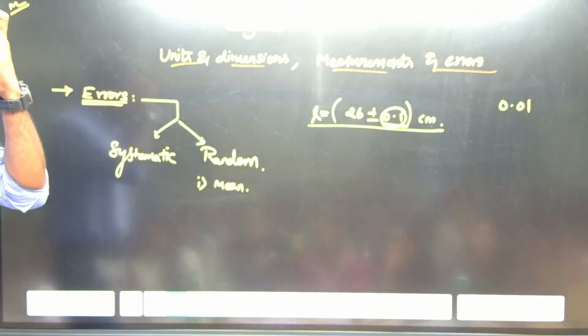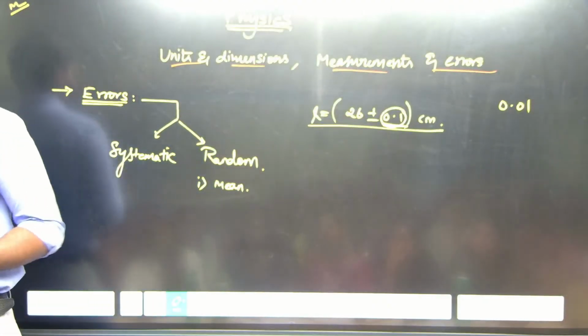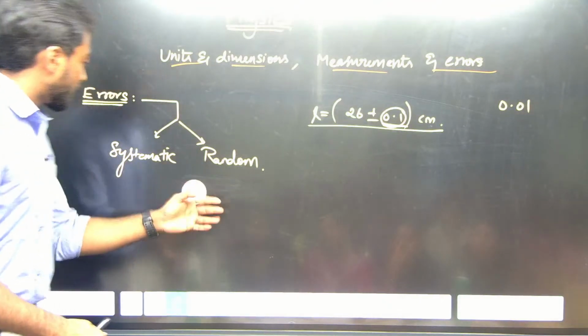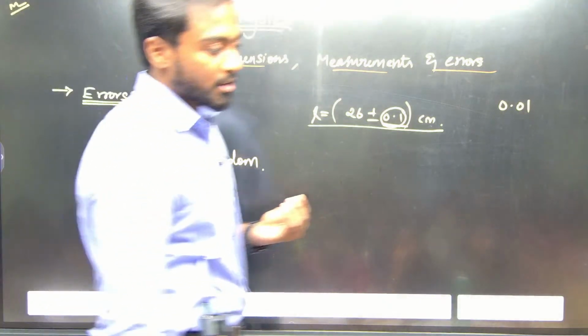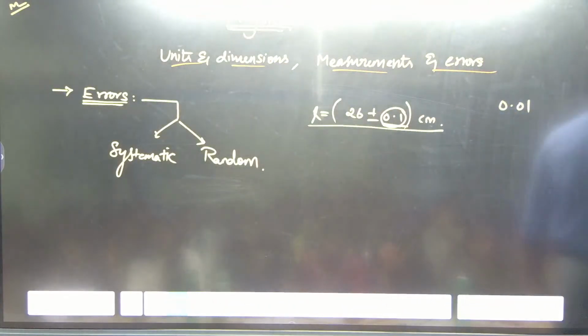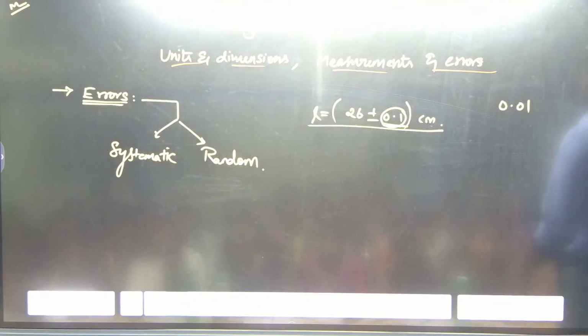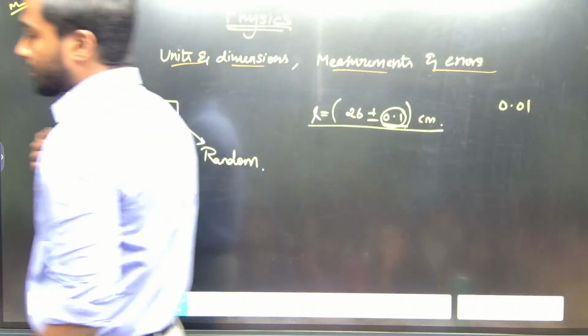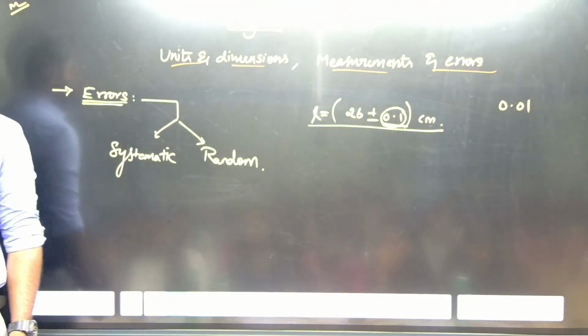Mean is nothing but adding everything and dividing by the total number. First you can write down the subdivisions, systematic and random. Systematic errors are the errors which we can recognize. Random errors are those which we cannot recognize, but we can minimize the error.